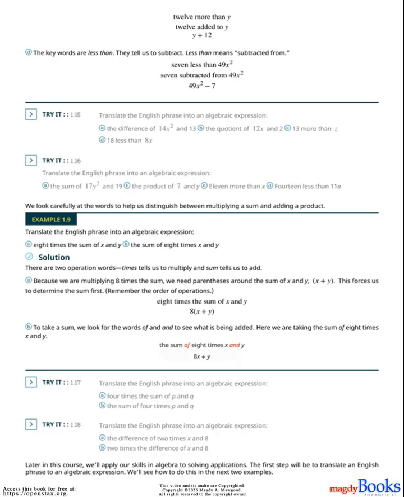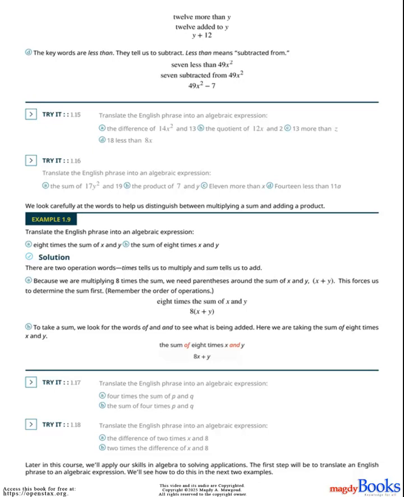Try it 1.16. Translate the English phrase into an algebraic expression. A. The sum of 17y squared and 19. B. The product of 7 and y. C. 11 more than x. D. 14 less than 11a. We look carefully at the words to help us distinguish between multiplying a sum and adding a product.